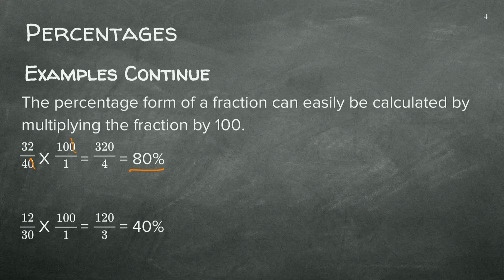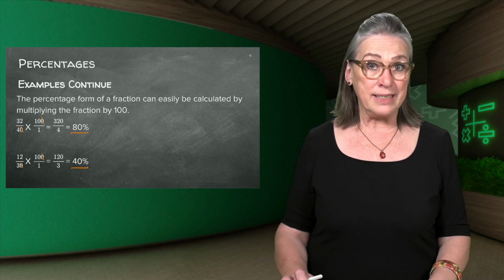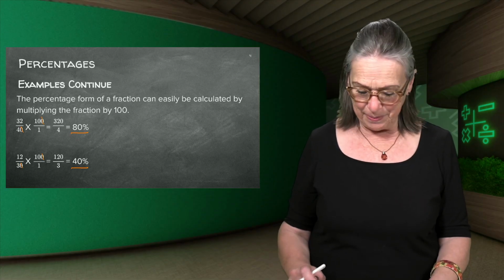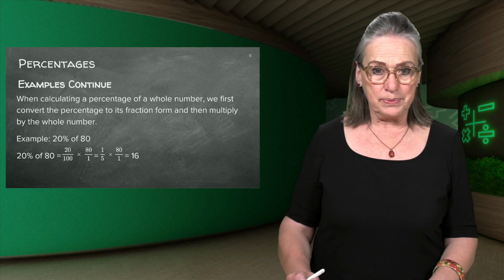Okay, so 12 over 30 times 100 over 1, so we do exactly the same. So it is 120 over 3, so it is 40%. If you don't follow, especially if you don't follow the cross cancellation, please pause and look and see that you understand what I've done, because it makes calculation just so much easier. Okay, right. So let's do another example.